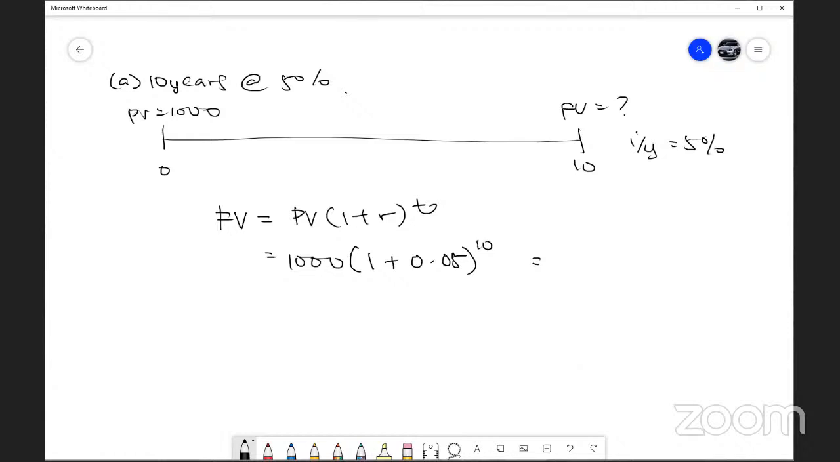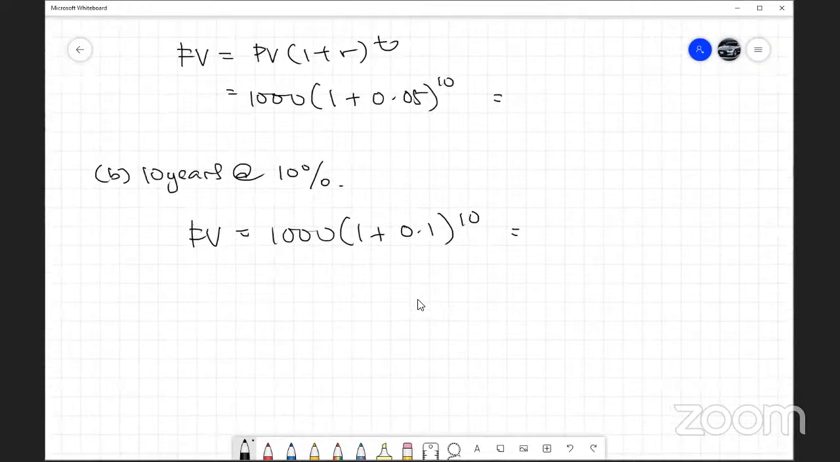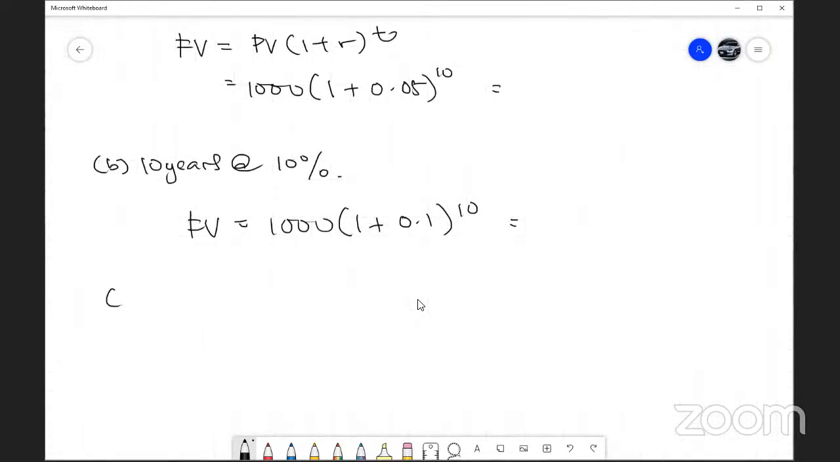Okay. B, 10 years at 10%. So use the same formula again. FV equals 1,000 times (1 plus 0.1) to the power of 10. What do you get? You need to count yourself.